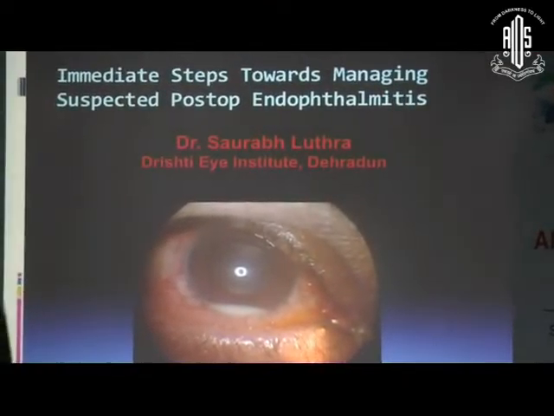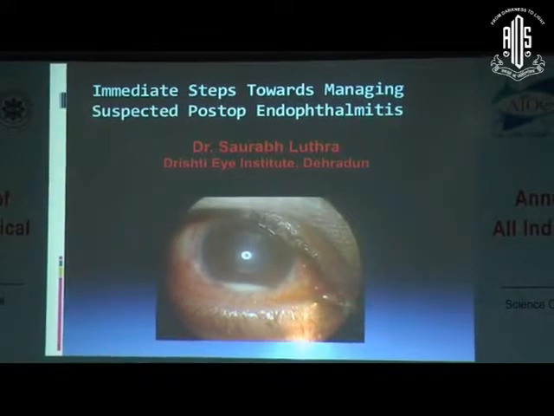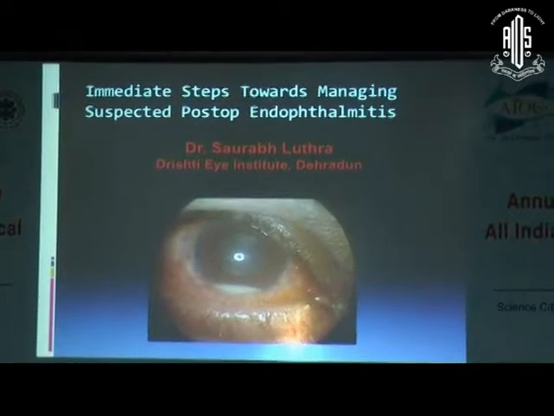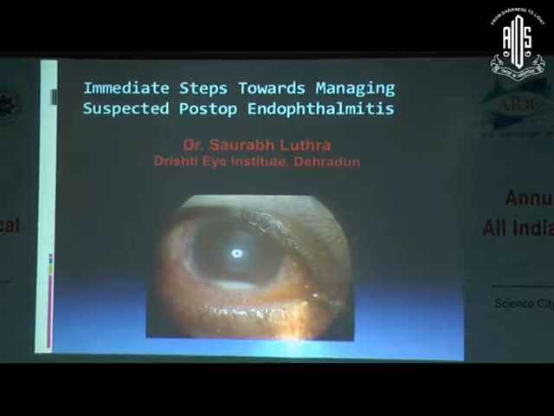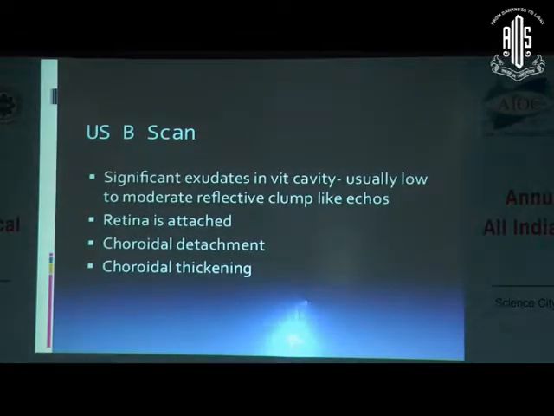So once we have this devastating complication, we need to be aggressive with our treatment. As Dr. Ajay Arora showed you some very nice pictures, he was telling the importance of documenting and acting fast when we see a very aggressive infection sitting on our head. So we have to confirm by doing an ultrasound B scan, where we can see significant exudates in the vitreous cavity, which are usually low to moderate reflective, and we have to make sure that the retina is attached, and we also have to see the choroidal status.